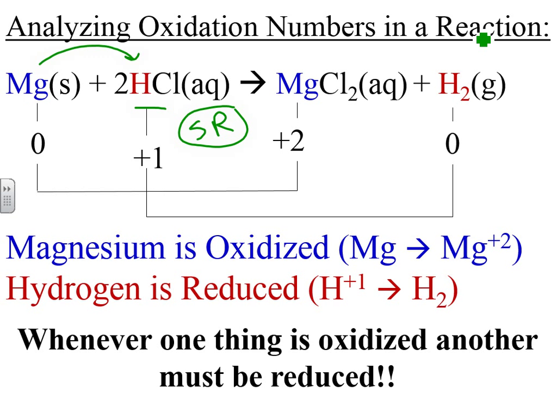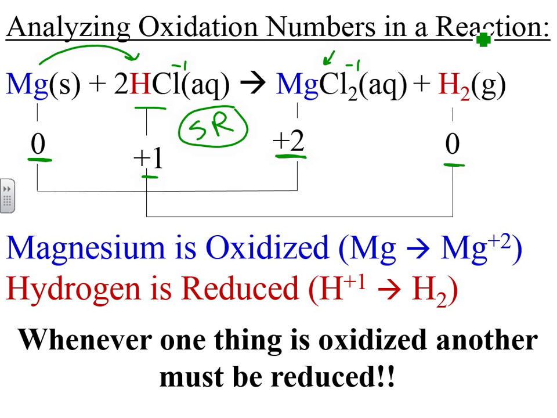Now, if we analyze the oxidation numbers, we'll see that magnesium begins at 0 because it's in its elemental state, and then goes up to a +2 charge because it's in an ionic compound with chlorine being -1. Now, if we analyze hydrogen, we'll see that hydrogen goes from +1, since it's in hydrochloric acid, to 0 because it becomes elemental. Incidentally, chlorine does not change its oxidation number. Chlorine was -1 on the left, it's still -1 on the right. So chlorine essentially doesn't react. It'll be a spectator ion in this reaction.